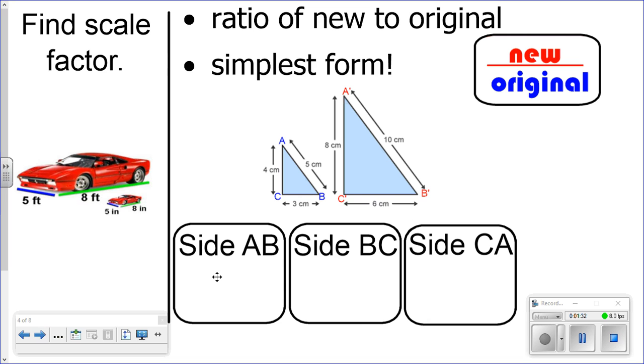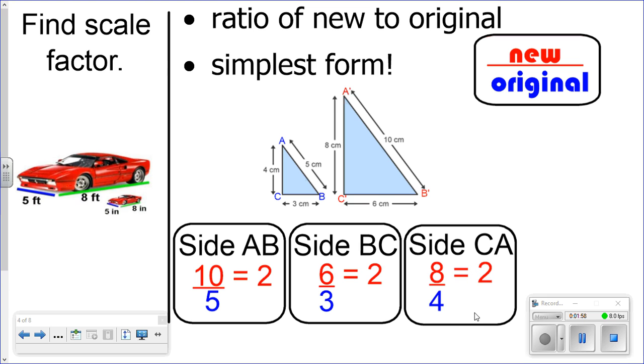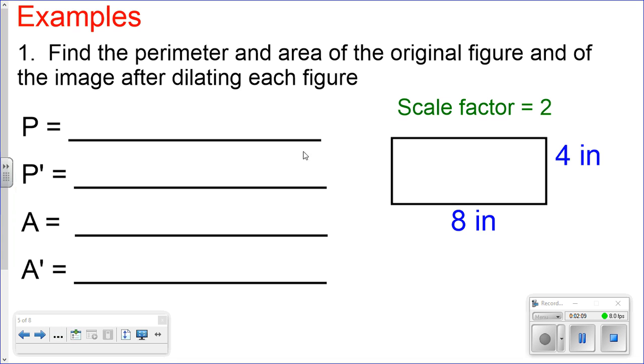So if I take side AB, my new is 10 centimeters long over 5 of my original, 10 divided by 5 is 2. Side BC, the new one is 6 centimeters over the original, which is 3. 6 divided by 3 is 2. Side AC, or CA, my original is 4 and my new is 8, so 8 divided by 4. You shouldn't have to do all three, just one of them, because they all have the same scale factor, because the figure is proportional.